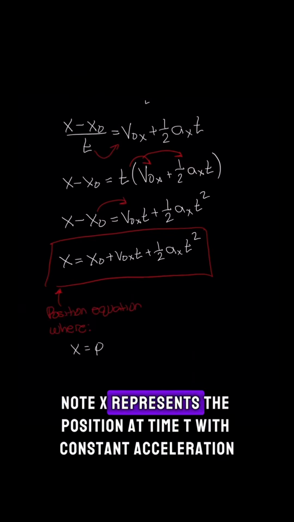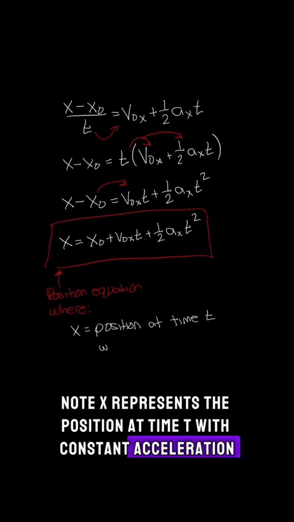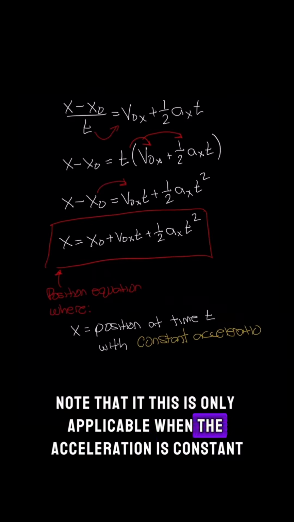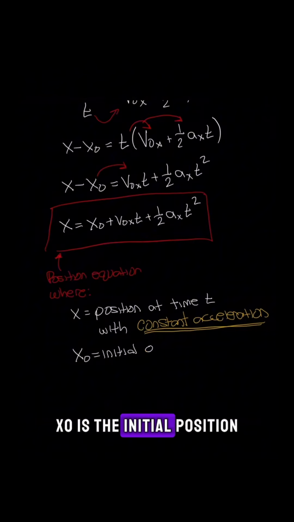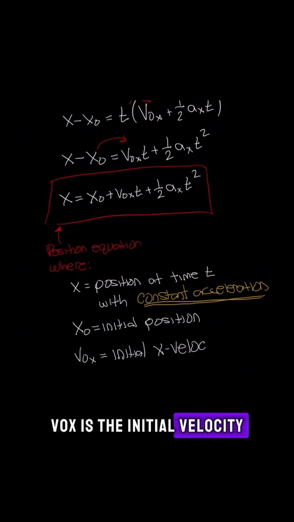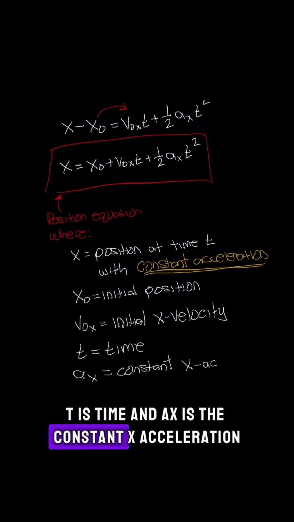Note x represents the position at time t with constant acceleration. Note that this is only applicable when the acceleration is constant. x0 is the initial position, v0x is the initial velocity, t is time, and ax is the constant x acceleration.